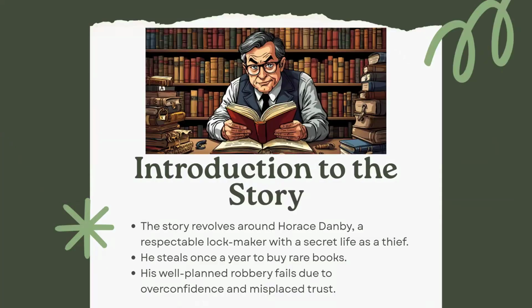The story revolves around Horace Danby, a seemingly respectable man who secretly steals once every year to buy rare books. Despite careful planning, his trust in a stranger leads to his downfall. This introduces the central irony, a thief being deceived by another thief.